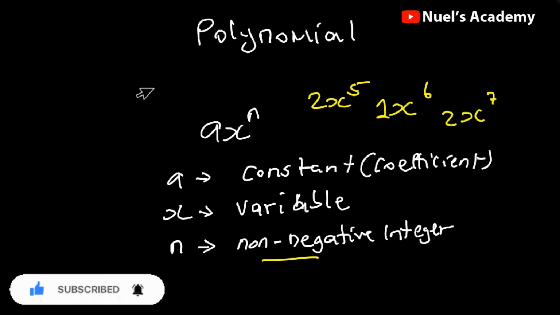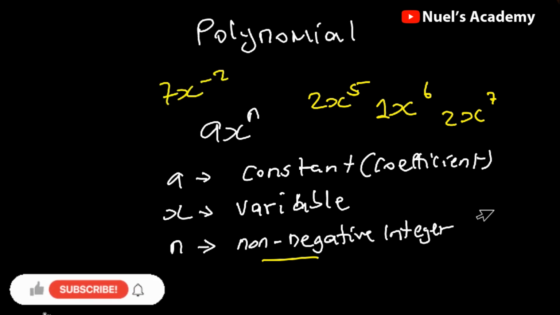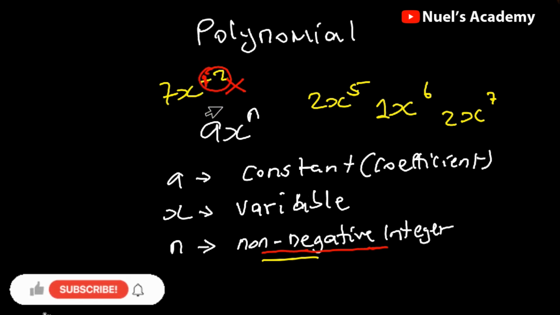Now if you have, for example, 7x raised to the power negative 2, note that this is not a polynomial. This is because this negative 2 is not a non-negative integer. So this exponent must be a non-negative integer for it to be a polynomial.